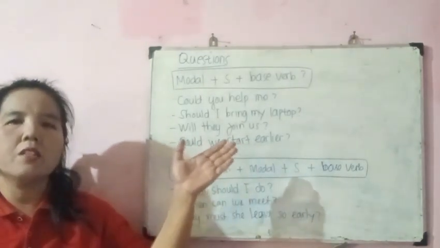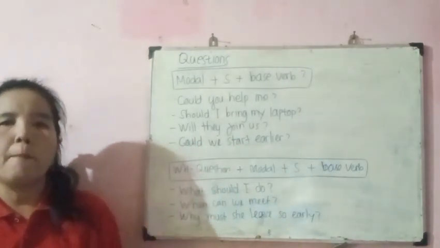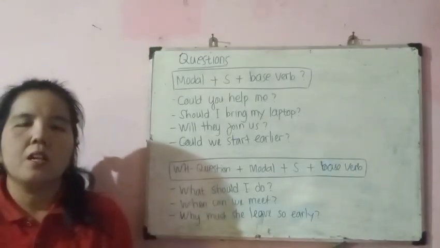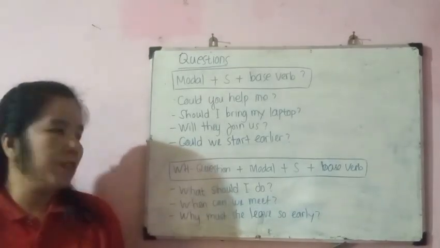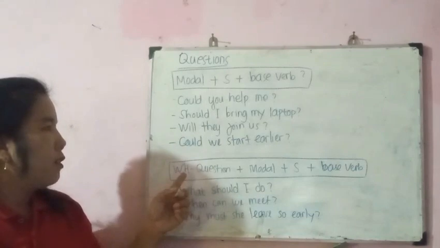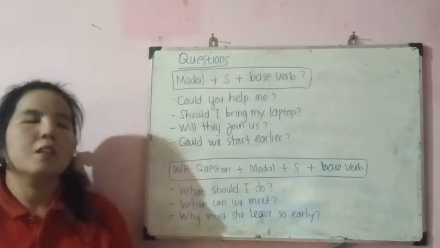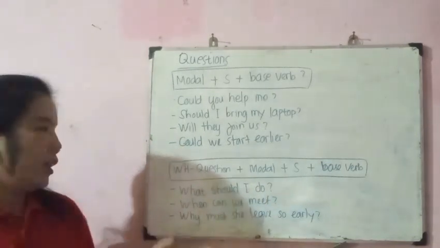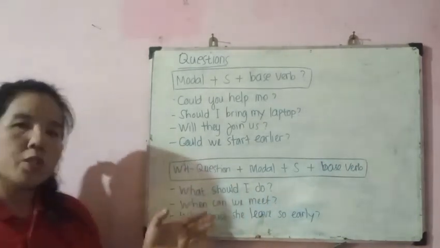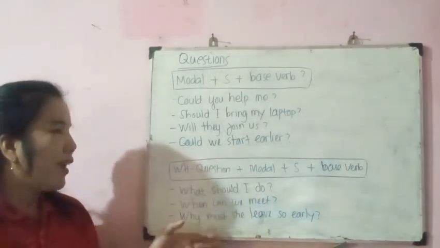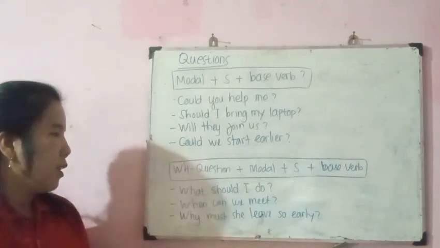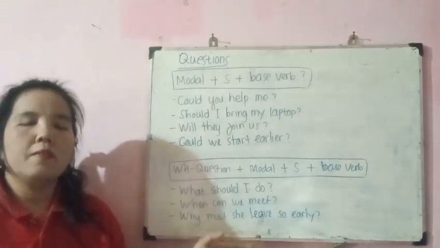These are yes or no questions, but you can also ask by using WH questions. The structure is WH question plus modal plus subject plus base verb. Okay, for example, what should I do? When can we meet? Why must she leave so early?